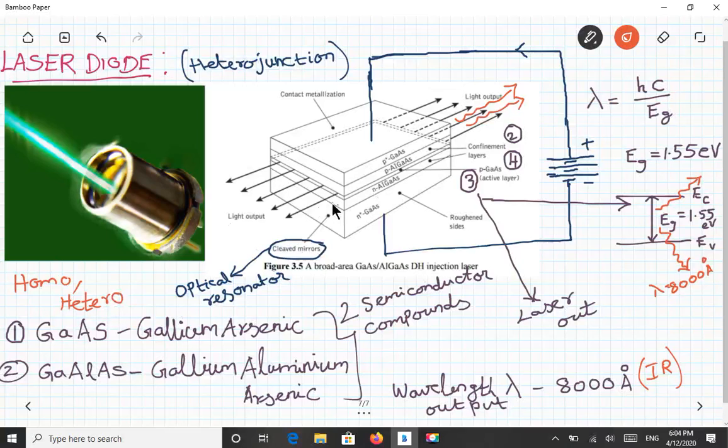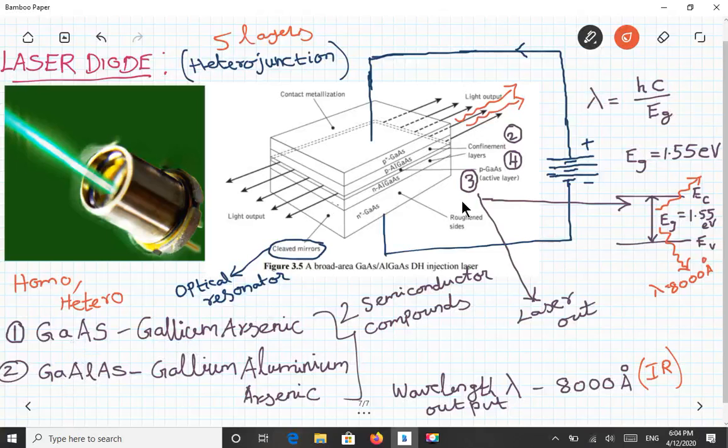I think you all remember this topic. So today we are going to see the heterojunction laser, which is the 5 layer laser system. If you see the diagram, there will be 5 layers, made up of gallium arsenide and aluminum gallium arsenide. These are the two compounds used for the manufacturing of the heterojunction laser.